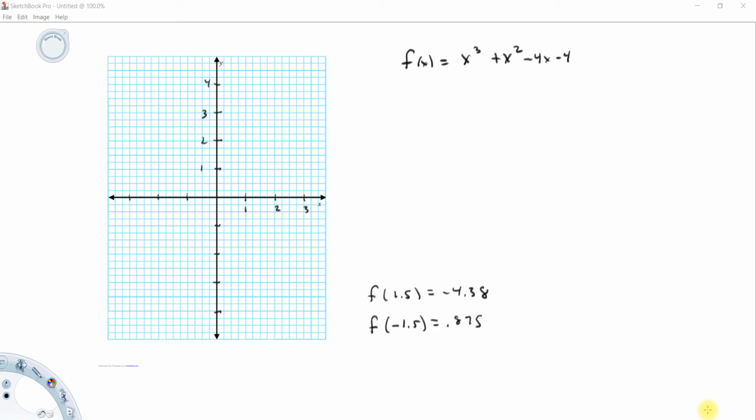Making this video here to help you learn how to graph polynomial functions. So we're going to take a look at this animal right here: y equals x cubed plus x squared minus 4x minus 4.